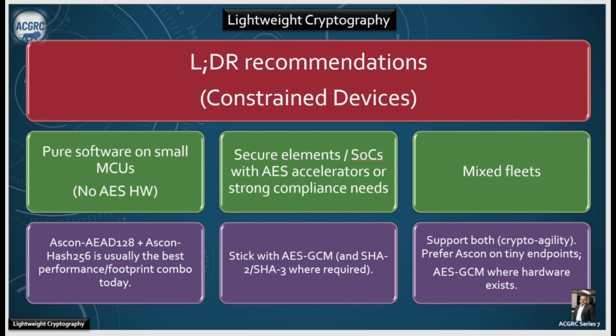What are the constraints? Well, if it is pure software based on small MCUs, Ascon is usually the best to perform. Stick with AES-GCM when you need strong compliance or high acceleration. Have a mixed fleet, support both. Prefer Ascon on tiny endpoints and AES where hardware exists to support you.